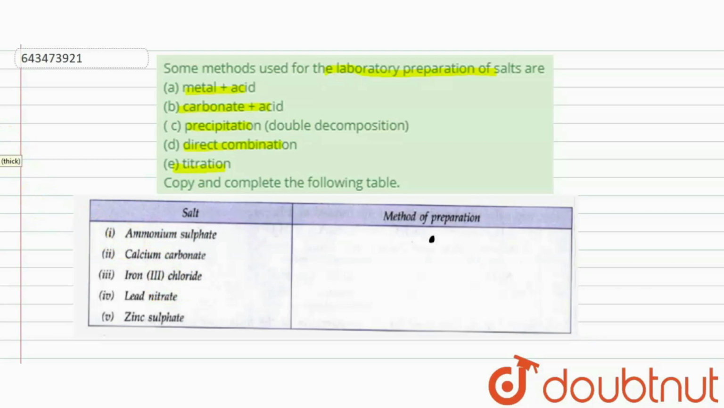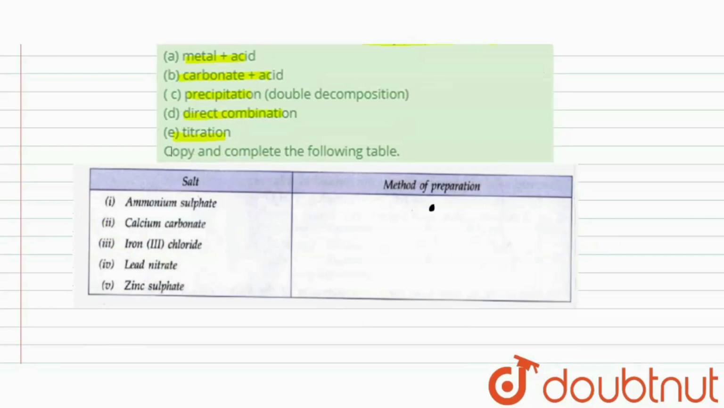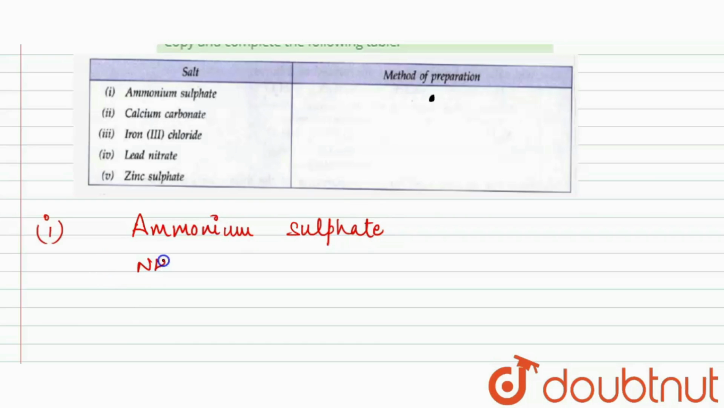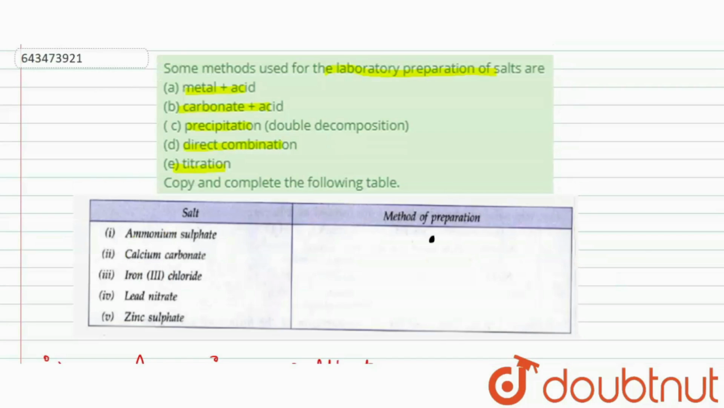So here the first salt is ammonium sulfate. Ammonium sulfate is formed by titration in the laboratory. So it involves the titration of NH3, that is ammonia, plus H2SO4, sulfuric acid, and we will have the formation of ammonium sulfate. So here what we follow is titration, which is E.